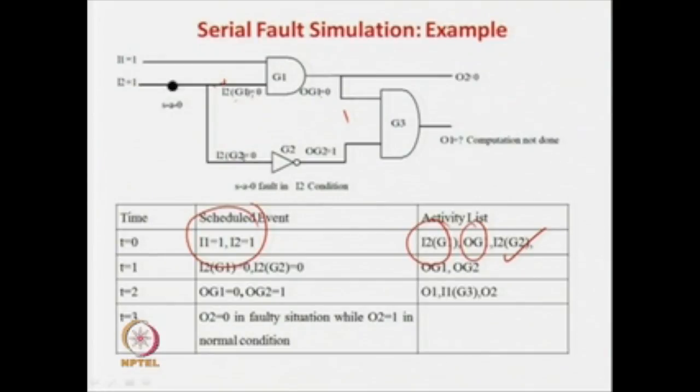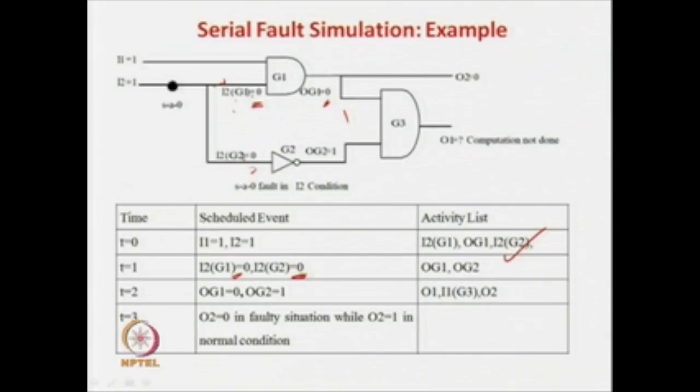This one is a direct impact. So, these are in the activity list. Now, if you have this 1 and a 1 over here, you can compute this to be 0 because of the stuck-at fault, this is 0. So, I1 G1 is 0, and I2 G2 is also 0. This you can compute, but this you cannot compute because in the second round this value is not known.